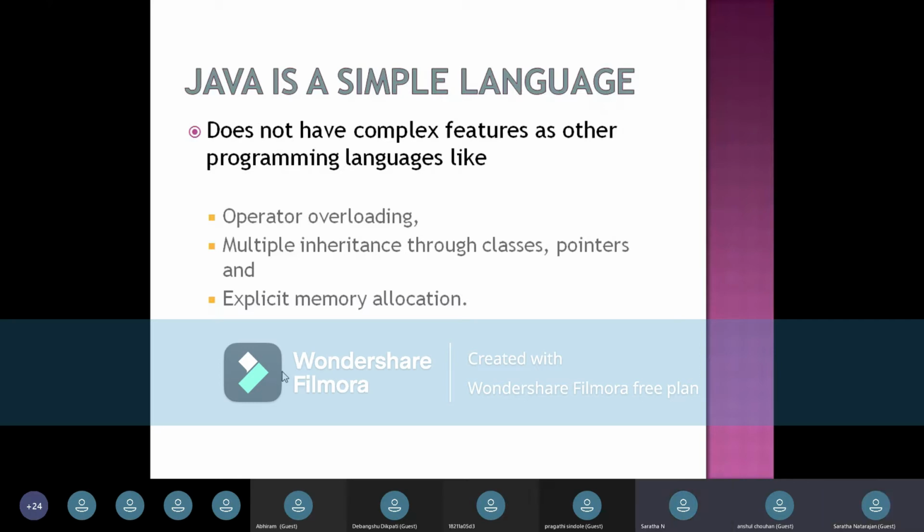So why are we calling Java a simple programming language? It doesn't have complex features like other programming languages. Others have pointers and memory allocation. In Java we need not bother about pointers. There are no pointers at all. We need not think about how the memory will be managed. The Java programming language automatically takes care of these complex features.